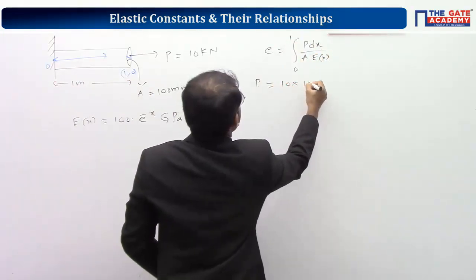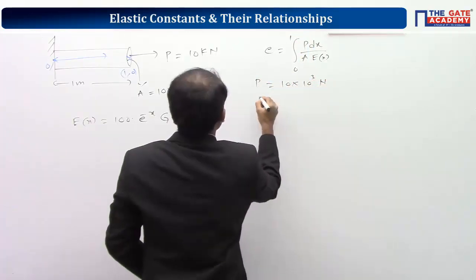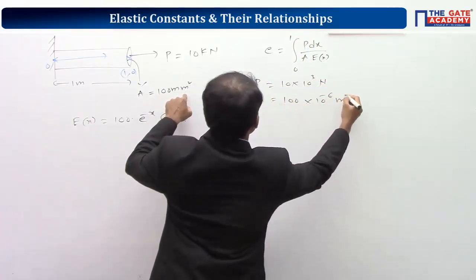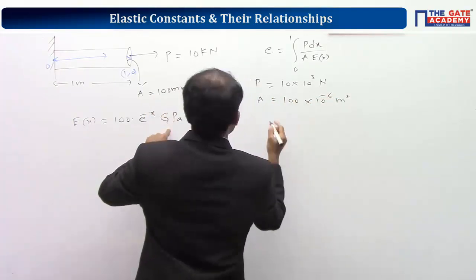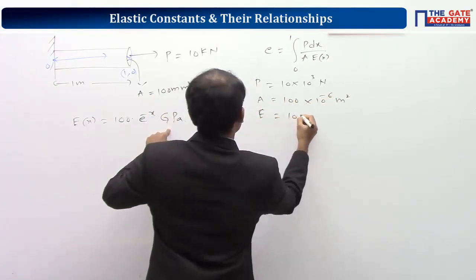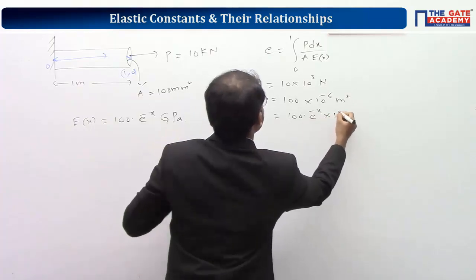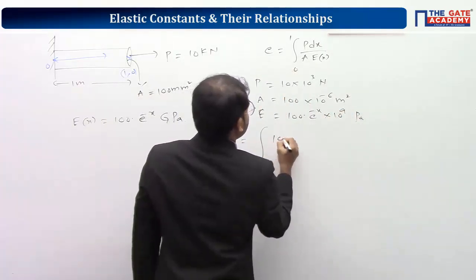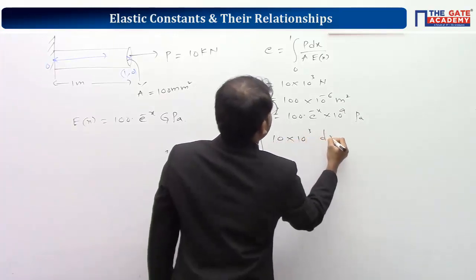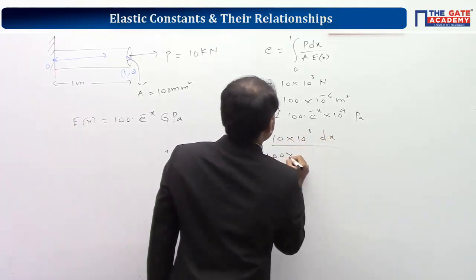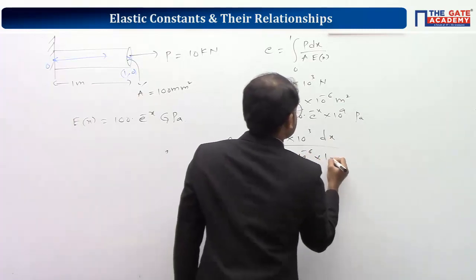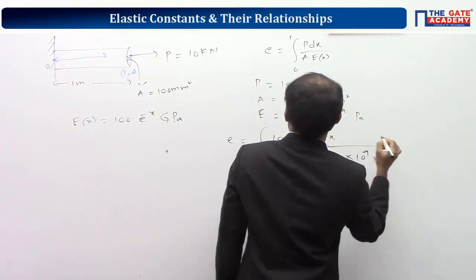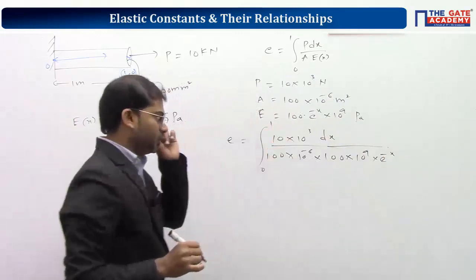Load P is equal to 10 into 10 cube Newton. Area is given as 100 millimeter square, so 100 into 10 power of minus 6 meter square. Young's modulus is given in gigapascal, so E is equal to 100 into e power of minus x into 10 power of 9 Pascal. Let's substitute in that. It becomes P, 10 into 10 cube, into dx, area 100 into 10 power of minus 6, modulus 100 into 10 power of 9 into e power of minus x. It should be integrated from 0 to 1.